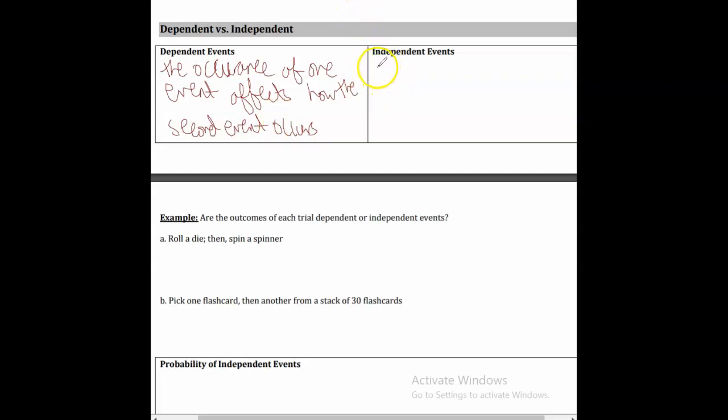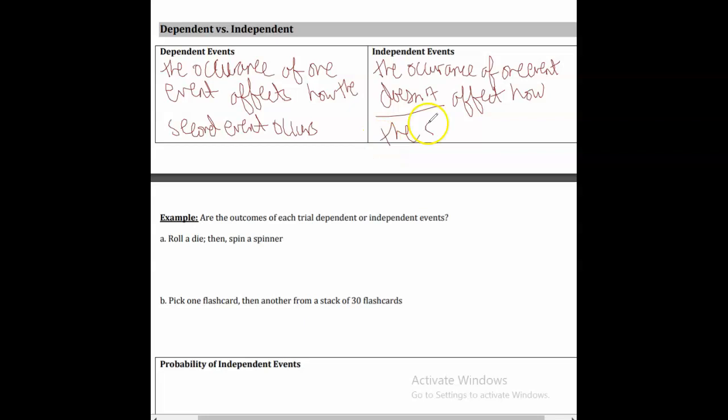Independent means that they don't affect each other, so the occurrence of one event doesn't affect how the other event can occur.